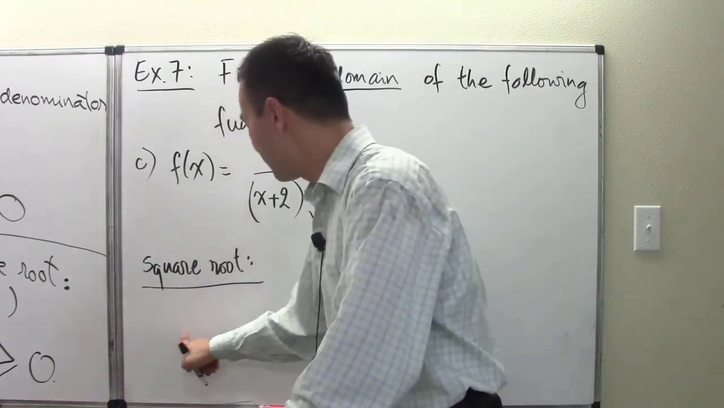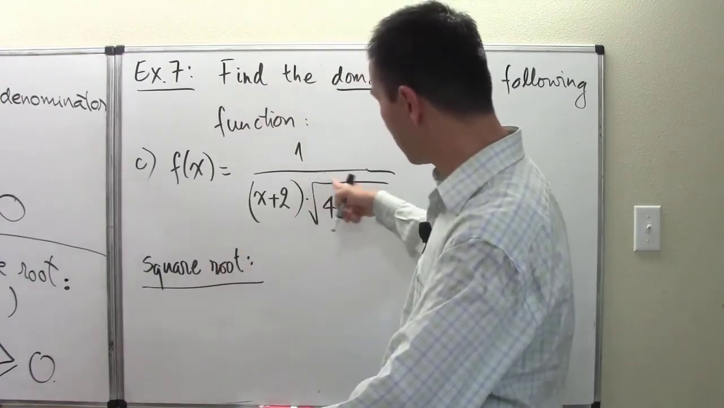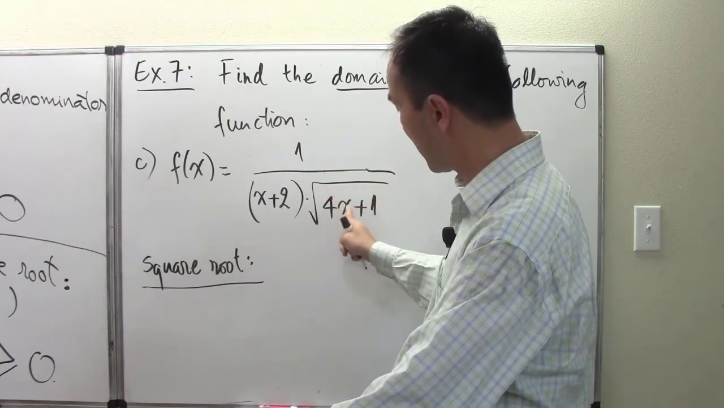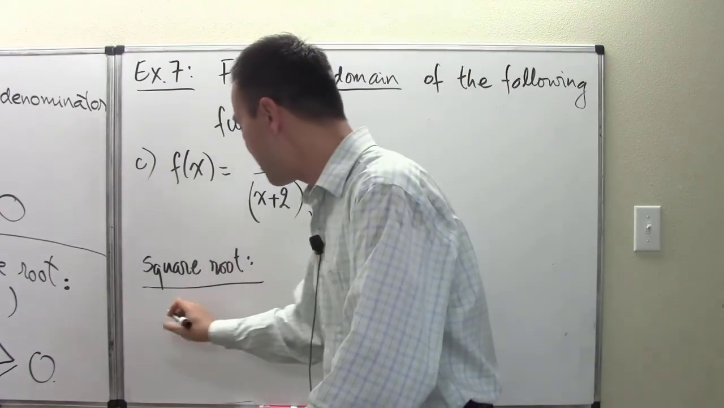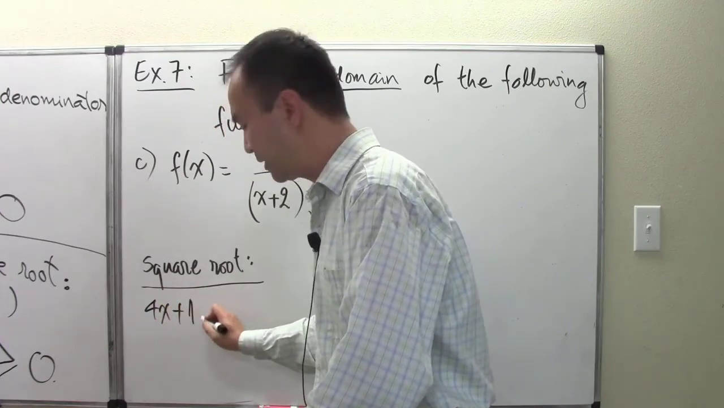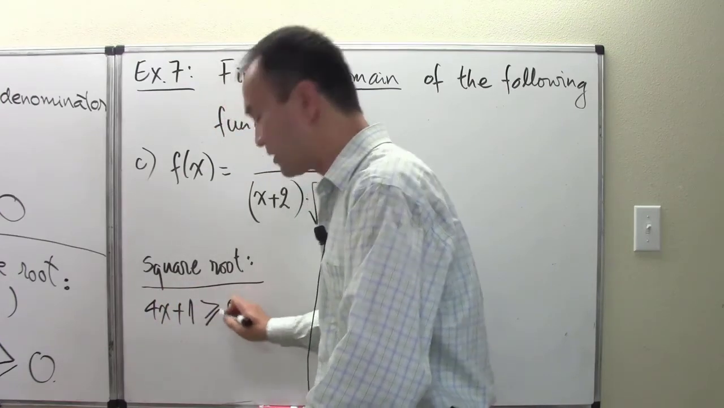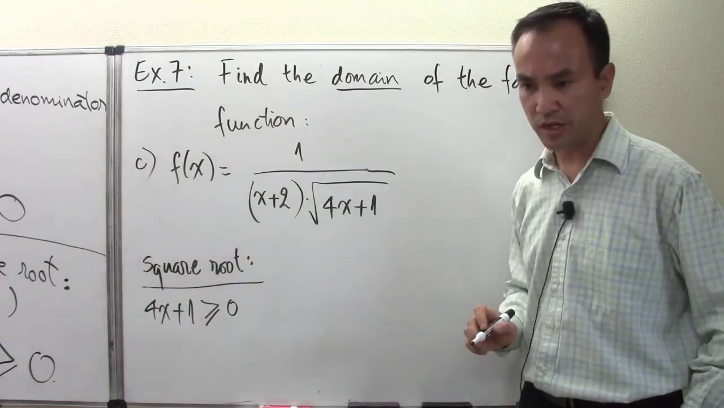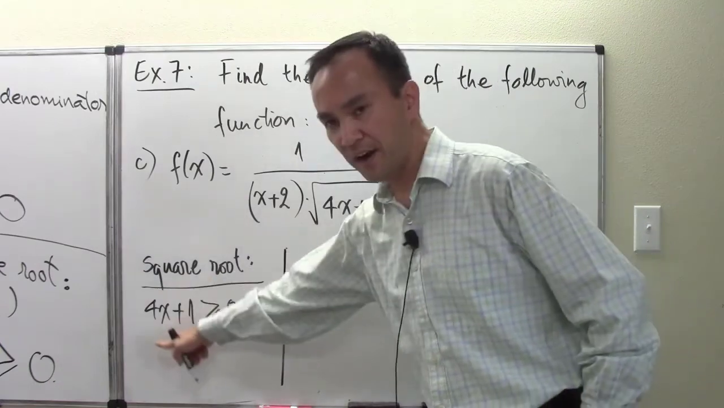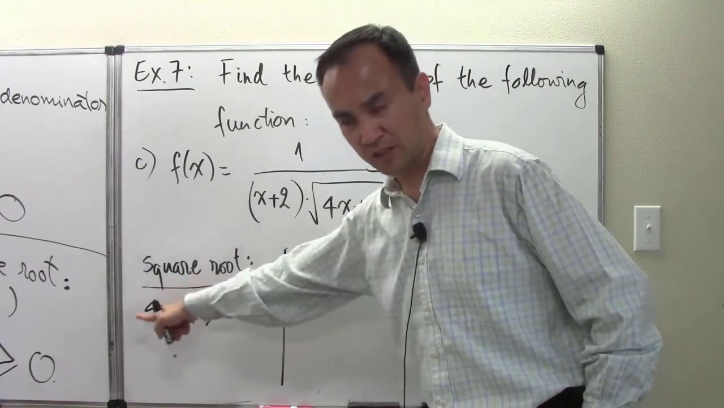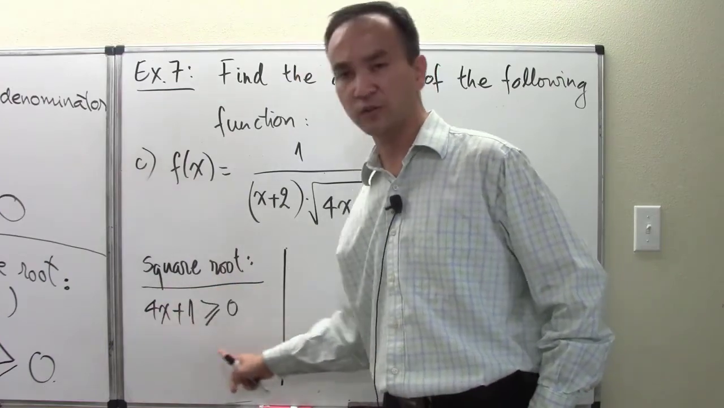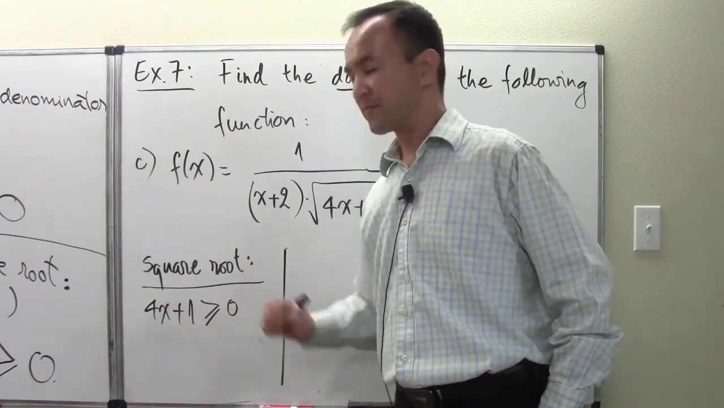Now for the square root, this is the only square root we have: the square root of 4x plus 1. As far as that square root, we need to ensure 4x plus 1 is greater than or equal to 0. Okay, that's what we need to ensure. So now let's work out which x values, what zone of x values, will satisfy this requirement.